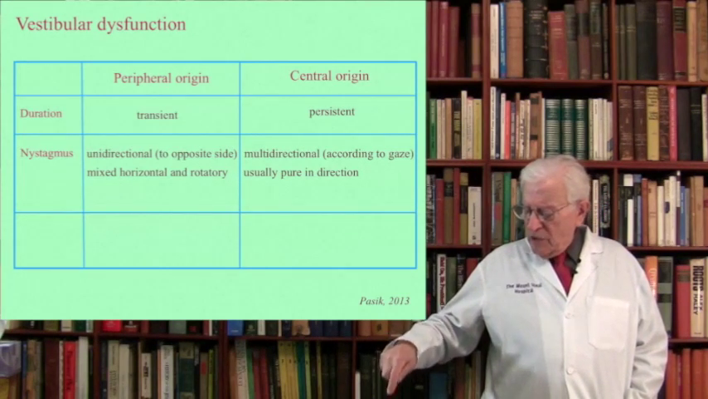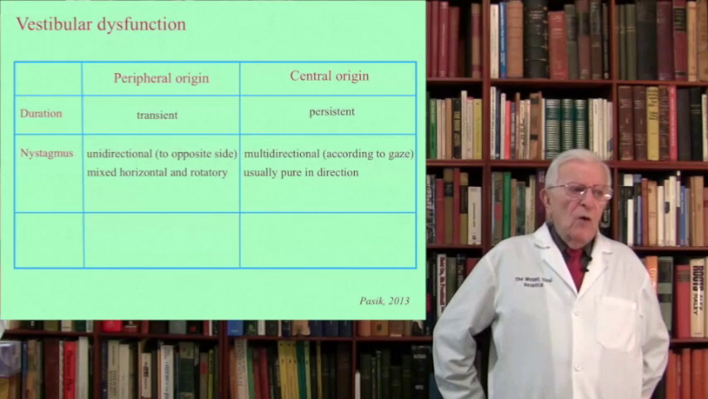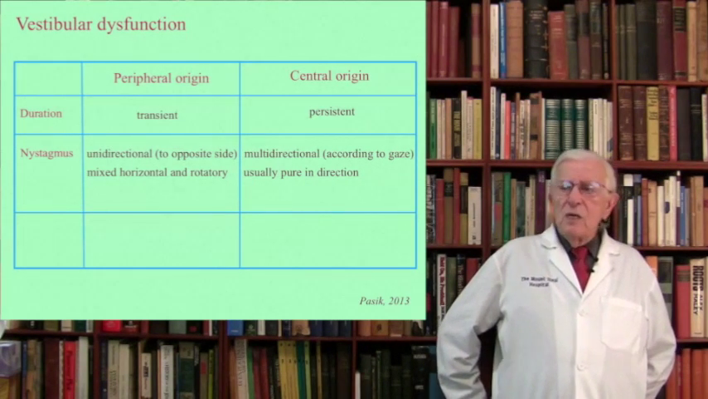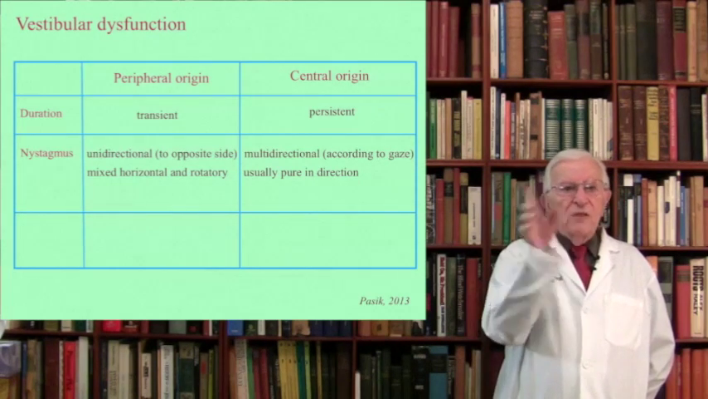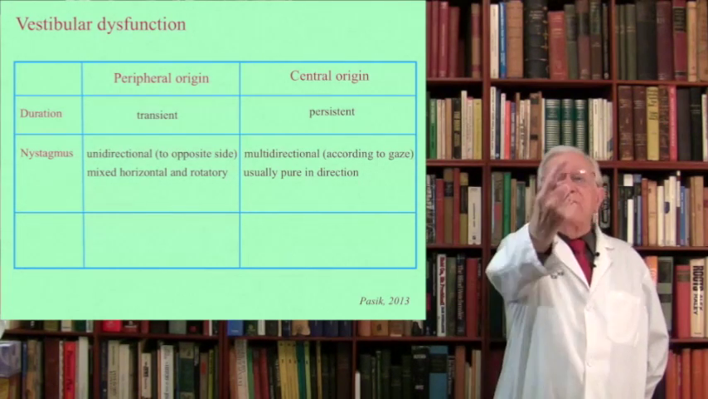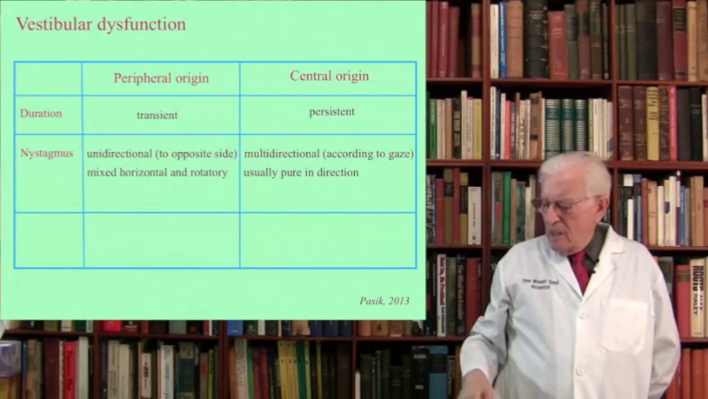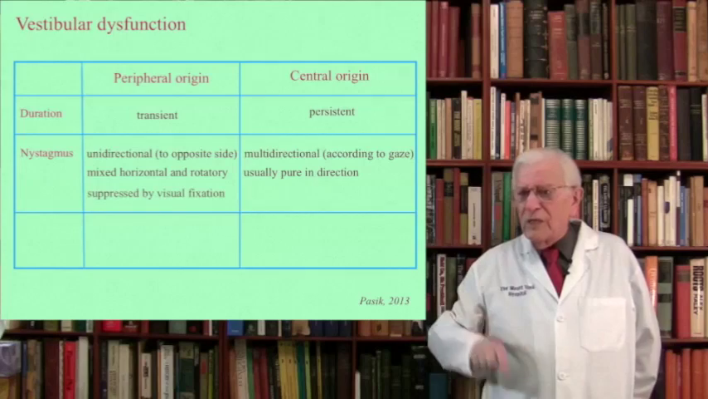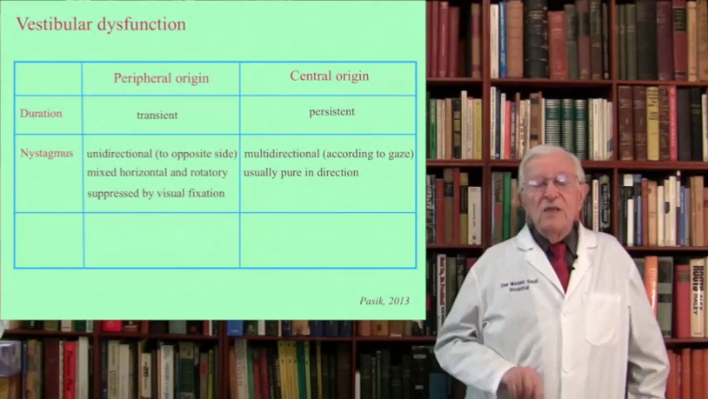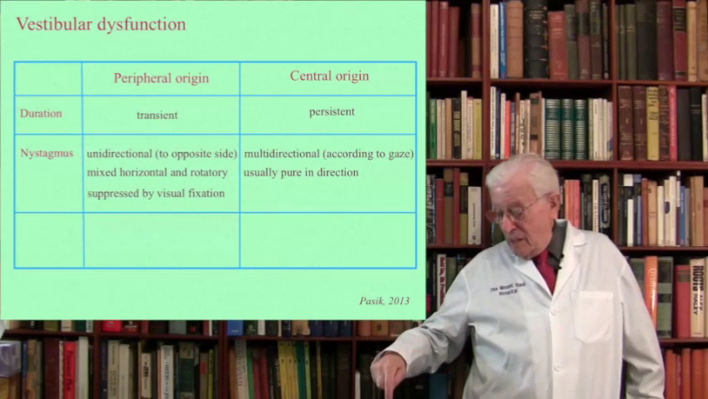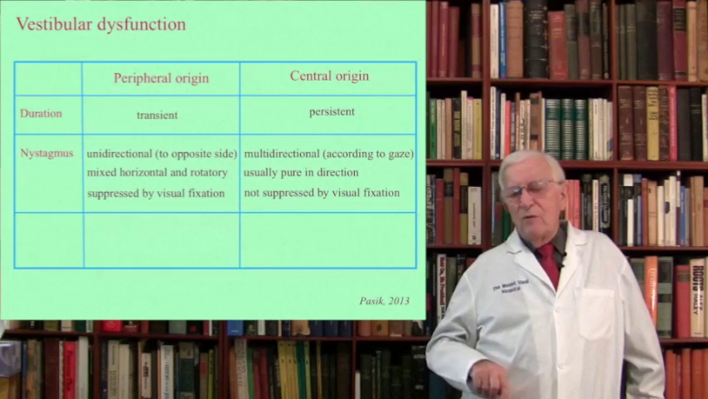Finally, you have the problem of visual suppression of the nystagmus by fixating on something. The patient has this nystagmus, jumping eye movement, and you say, look at my finger, and the nystagmus stops. That means that there is visual suppression of the nystagmus when it's of peripheral origin. When it's central origin, that does not happen. It keeps on going. It cannot be suppressed by visual fixation.